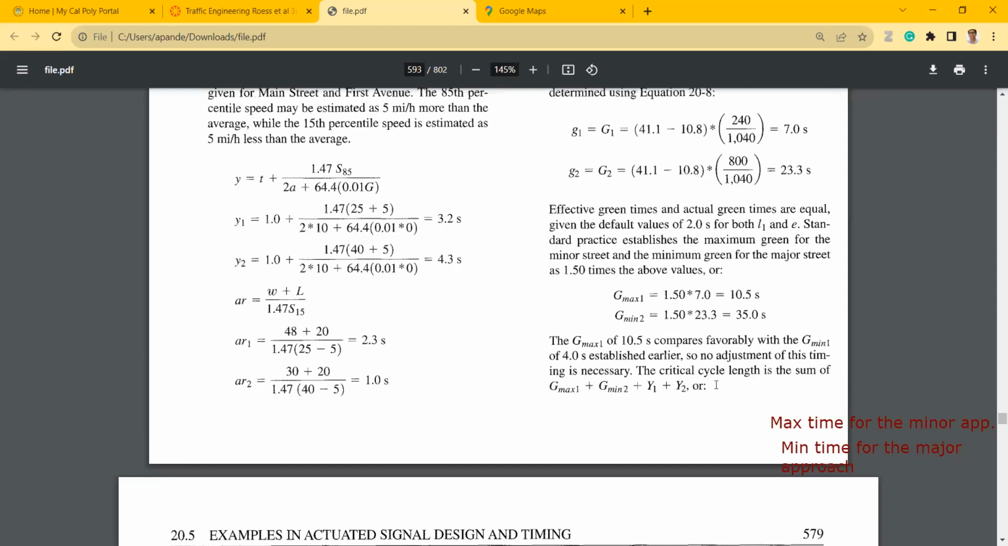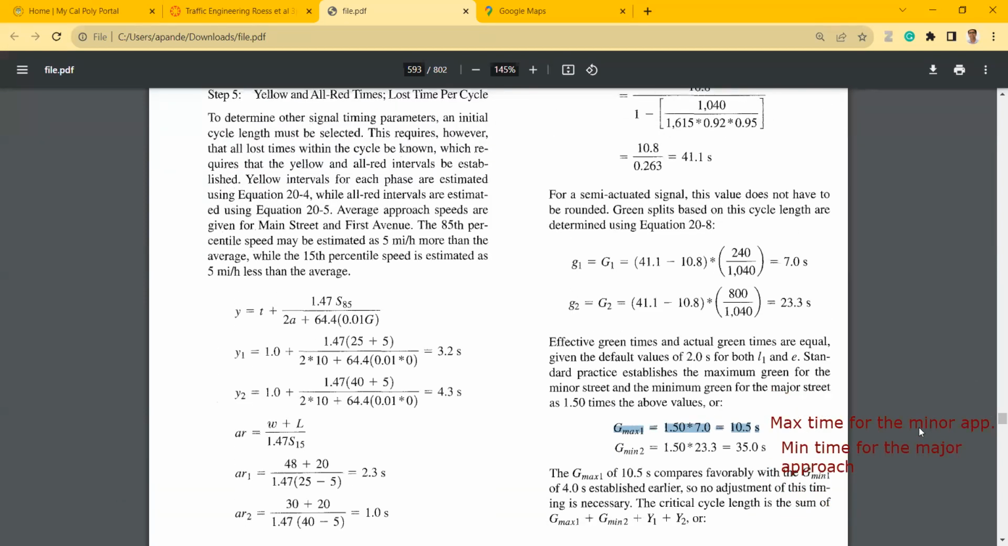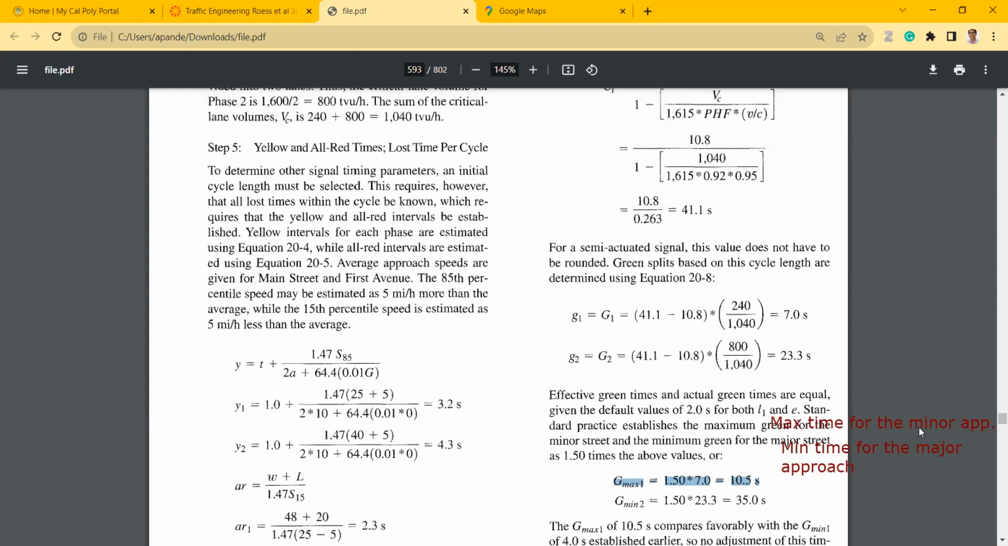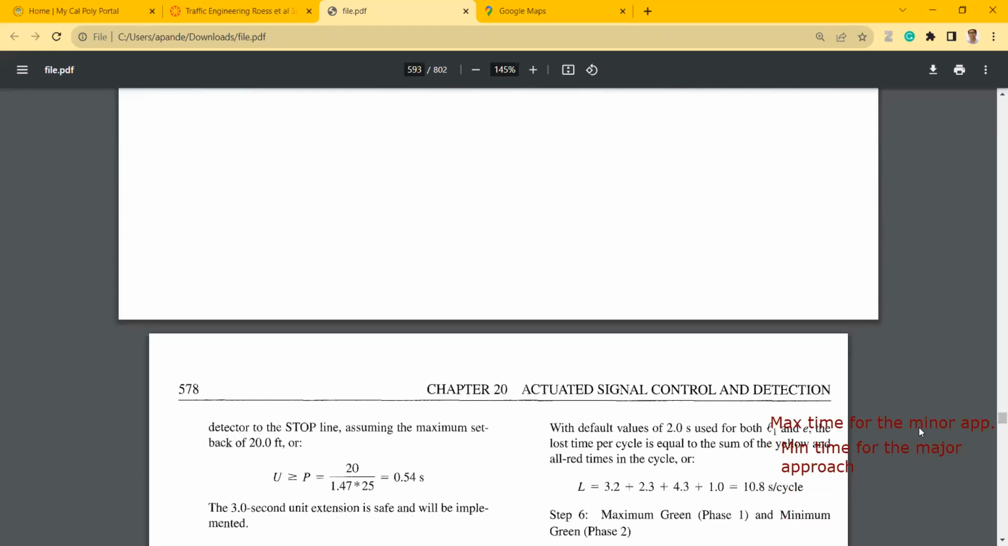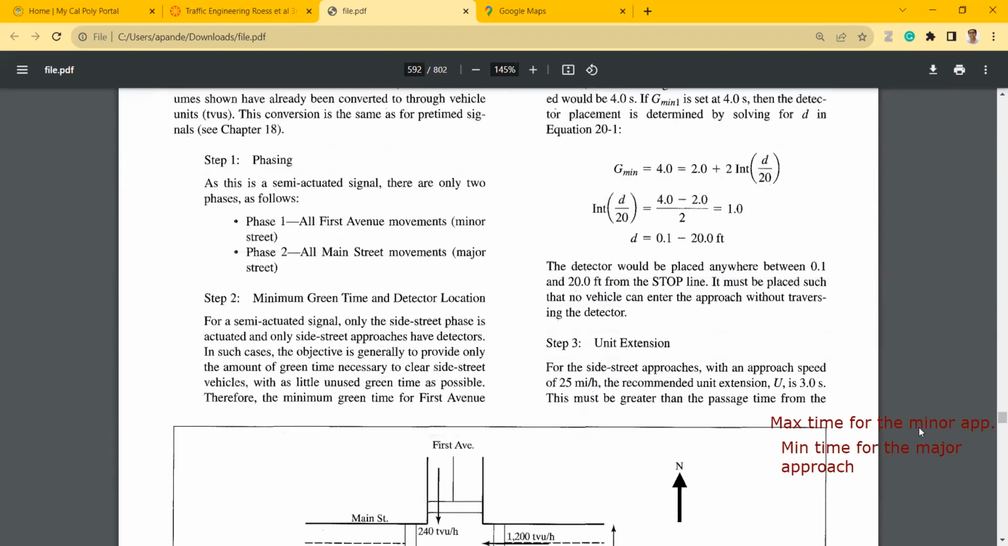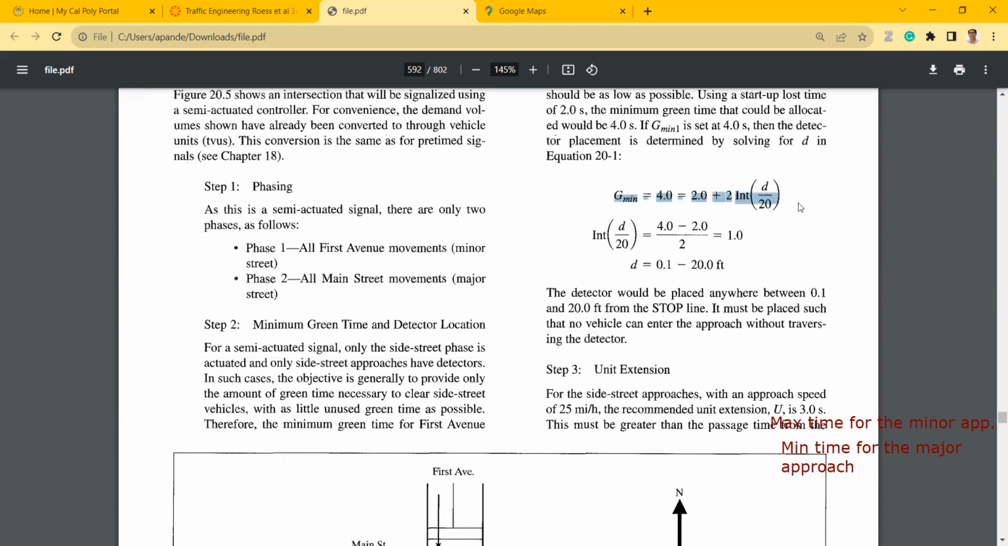Now, one thing that you want to make sure of is that when you get a G max of 10.5 seconds, the G max is the maximum green time you want to provide on the minor street. So max time for the minor approach. Remember we said that? You want to make sure that whatever max green time you're getting here compares favorably to the minimum green time that you would have gotten at the very beginning for each approach. You would have applied these formulas, because remember I showed you minimum green time is the most important thing to get, or at least the first step. You want to make sure that this minimum green time is accounted for.